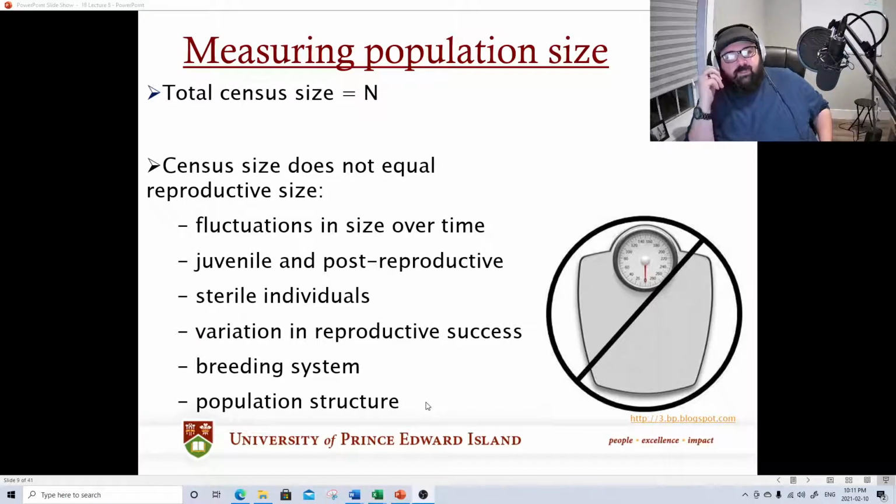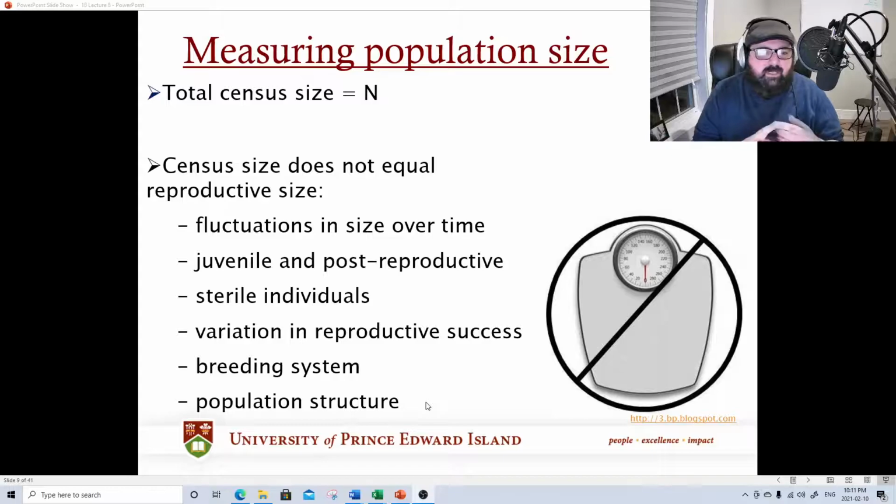Okay, so, census size of a population. This is what the IUCN measures. It's called N. Census size doesn't tell you a whole lot about the composition of a population, just like your weight on the scales doesn't tell you a whole lot about the composition of your body. If you wanted to look at the composition of the body, you would look at things like body fat percentage, right? If you want to look at the composition of the population, you need to look at more than just the census size.